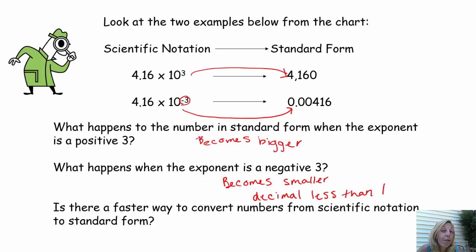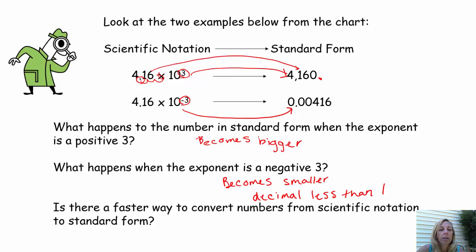Now let's find out, is there a faster way to convert numbers from scientific notation to standard form? If you notice the decimal point in the 4.16, and then notice your decimal point in the 4,160, look what happened to it. Look at my exponent of 3. Does that have any relation to what happened to your decimal? If I take my decimal in the 4.16 and I move it 1, 2, 3 and put a 0 in, notice what it becomes. 4,160. So that exponent tells me how many places to move the decimal to the right.